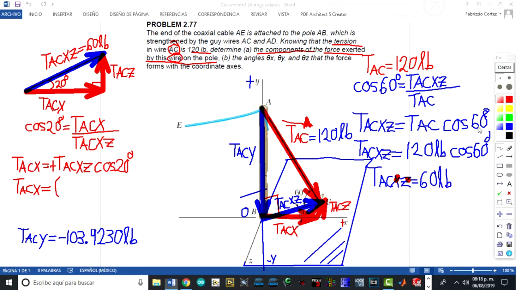Why does he say cosine of 60 degrees times cosine of 20 degrees? Well, he does it because we have the adjacent cosine of 60 degrees, that will be this component, and cosine of 20, that will be right now the x component. So this variable we already calculated is 60 pounds, 60 pounds times cosine of 20 degrees.